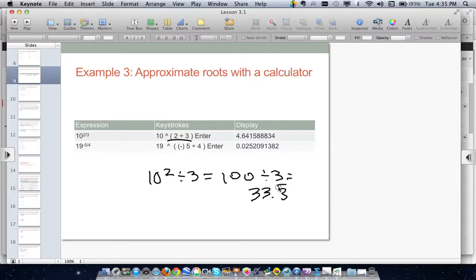So make sure you put parentheses around your rational exponents, especially if it's a negative. That's the negative sign on your calculator. Usually below the 3 is the negative sign to use for the rational exponents. All right, let's move on to the next example.